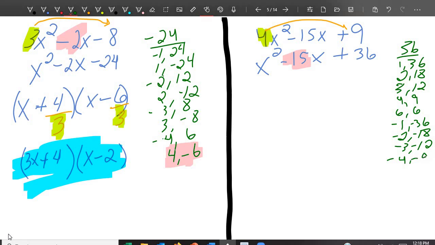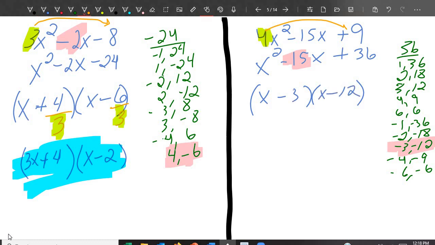-4 and -9 and -6 and -6. Now I'm looking for -15 in this case. So here's the pair that adds up to be -15, -3 and -12. So we're going to put a -3 in one and a -12 in the other.